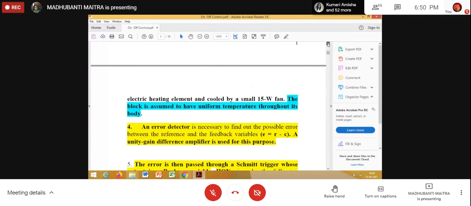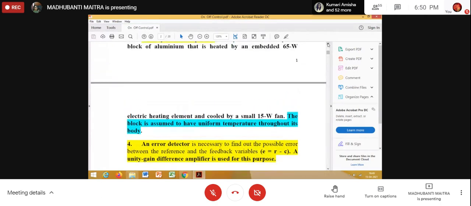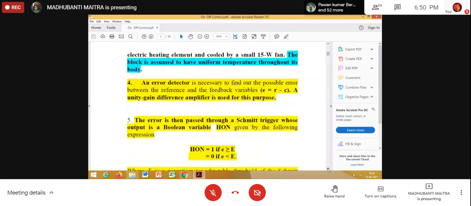Now here, for increasing the temperature of the plant, that is for heating purpose, we are using a 65-watt electrical heating element, that is basically a soldering iron, and for cooling purpose we are using a very small 15-watt fan. The block is assumed to have uniform temperature throughout its body. There is no temperature gradient. That is our basic assumption.